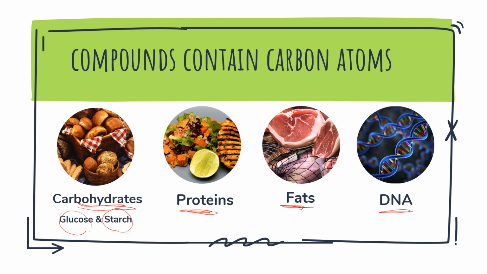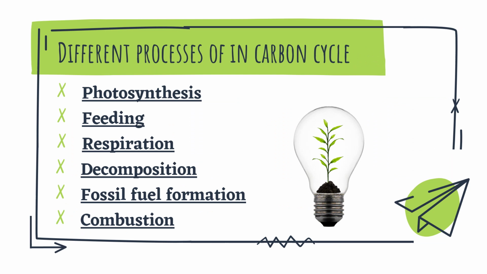But we have the carbon atoms in different forms. I can find them in air as carbon dioxide. I can find them in different compounds, as in carbohydrates, proteins, fats, and DNA. Different processes in the carbon cycle: we have photosynthesis, feeding, respiration, decomposition, fossil fuel formation, and lastly combustion.